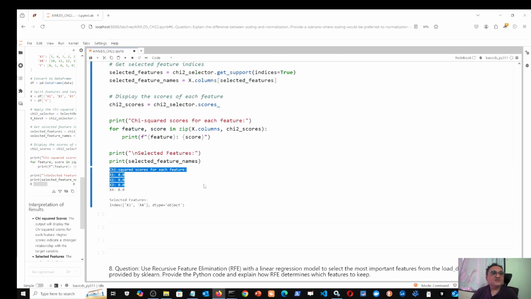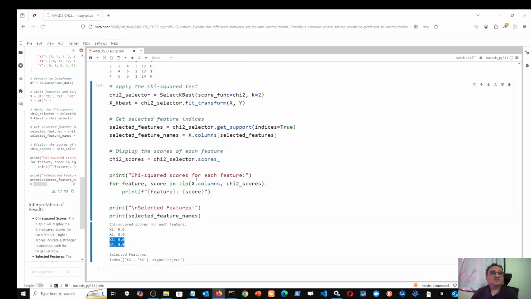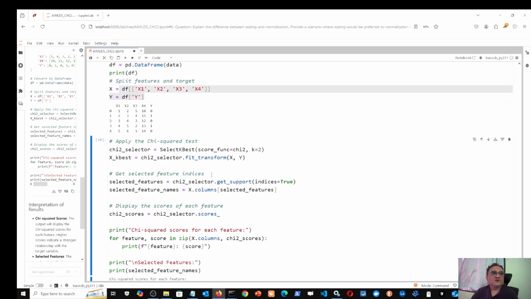So chi-square test for each feature, that is now here chi-square value is coming out to be 0. So still it has selected x3 and x4, right? So maybe it came out to be 0 because of some kind of rounding. No rounding has been done.